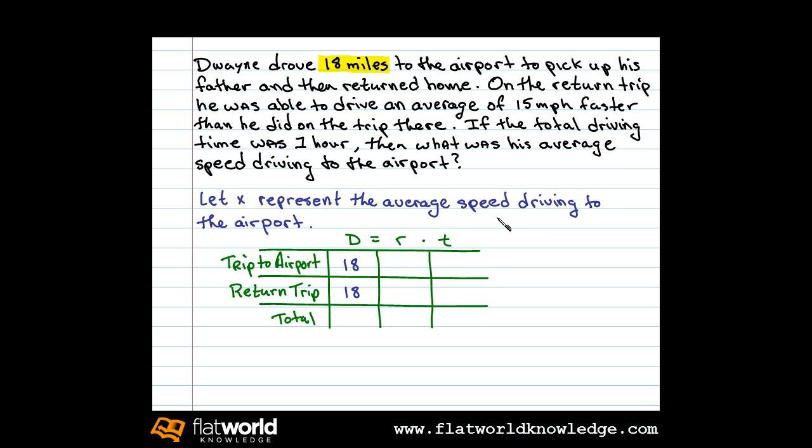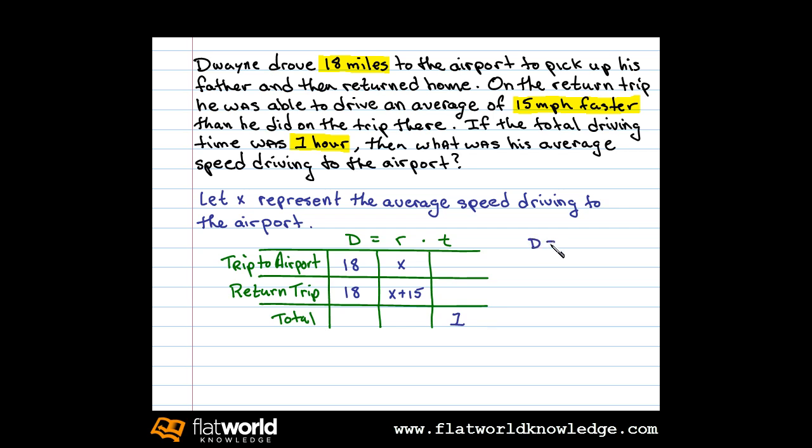Since x represents the average speed driving to the airport, we'll replace that here for r under the trip to the airport. Now on the return trip, he was able to average 15 miles an hour faster. So for the rate here on the return trip, we can write x plus 15. Now we don't know how long it took to drive to the airport, nor do we know how long it took to drive home. But it does say the total driving time was 1 hour. So we'll put that here under the total.